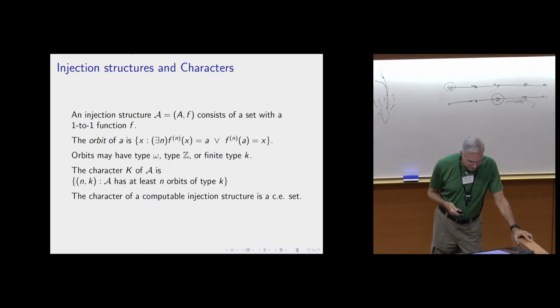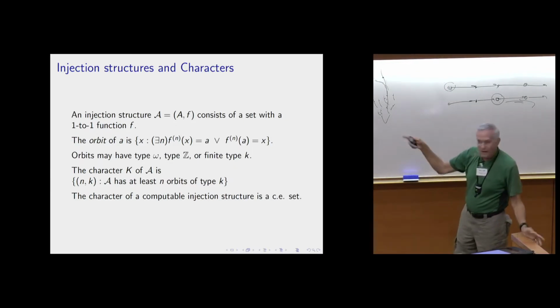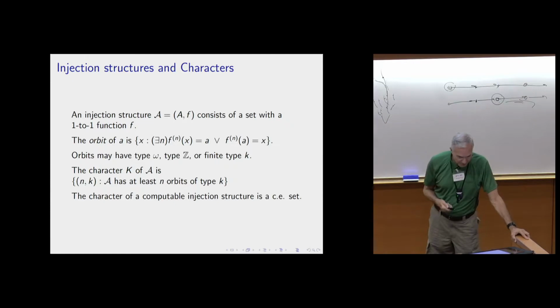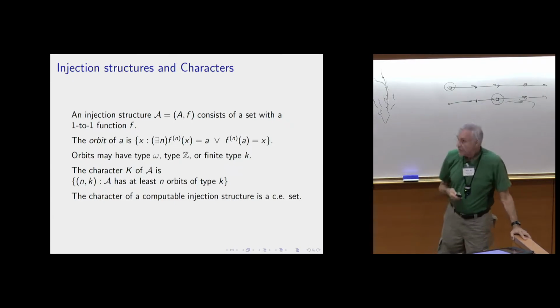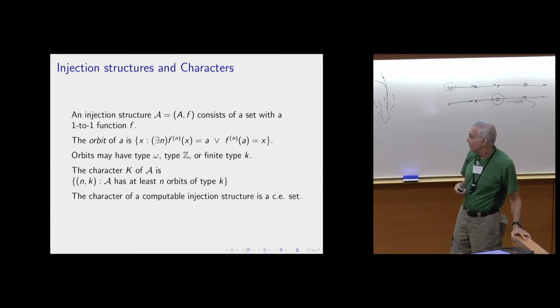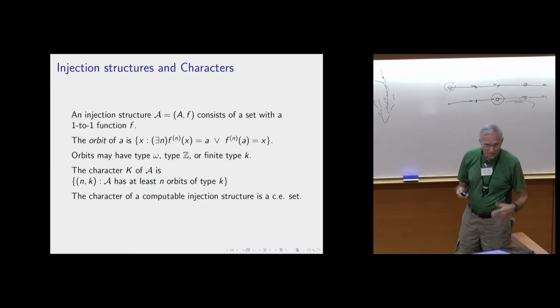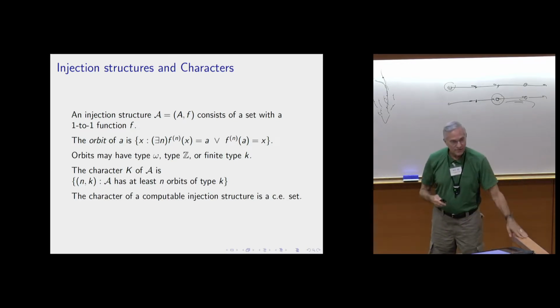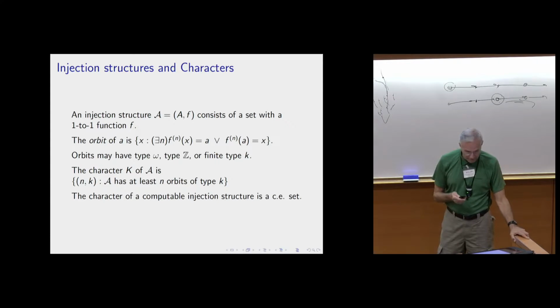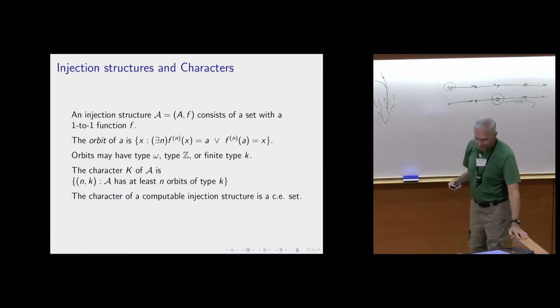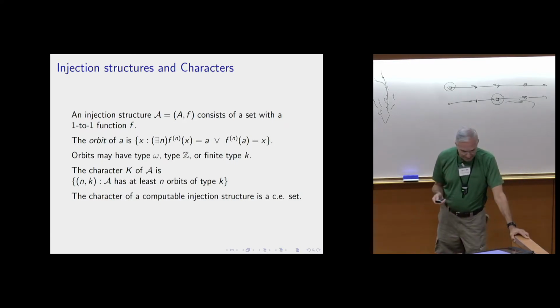Here we can focus on the character as describing how many orbits you have of various finite types. For the 2 types of infinite orbits, there's some certain number that you have, but that's just a single number. That doesn't involve the complexity. And the character in this case will be a CE set, and you can get any CE degree basically here.